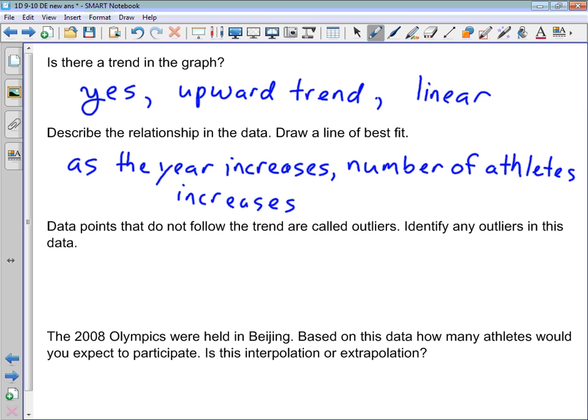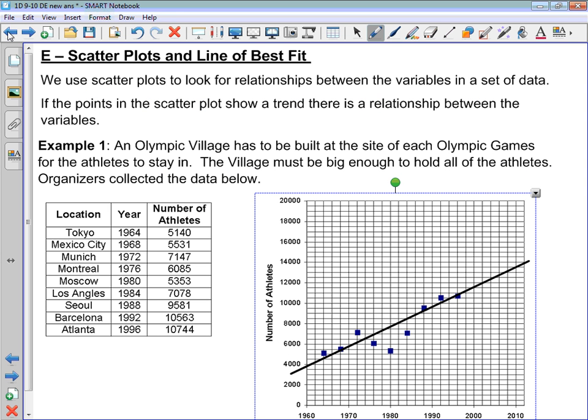Now, data points that do not follow the trend are called outliers. Identify any outliers in this data. Are there any points that seem particularly far away from our line of best fit? We could look at this one and this one. These seem to be significantly below our entire trend. This one and this one seem about the same distance above and below, and the line pretty much passes through all of these other ones. So these are the only ones that are really far away.